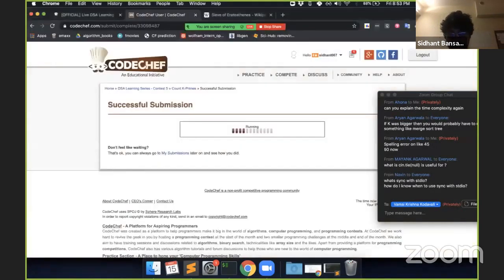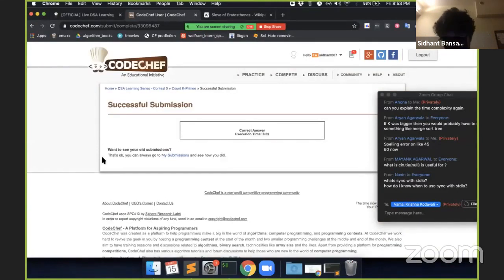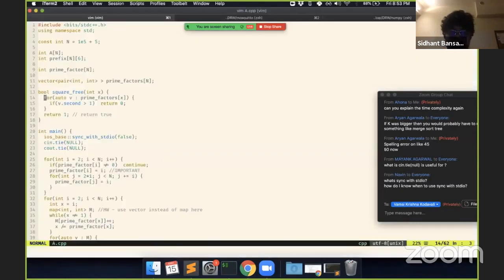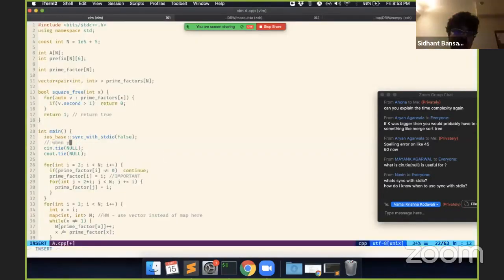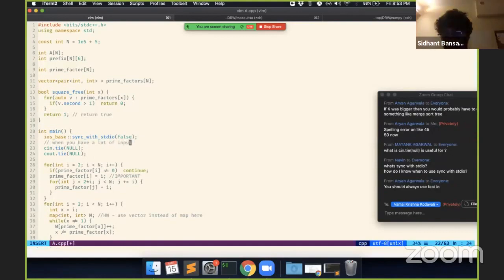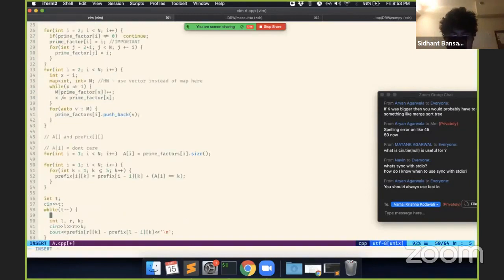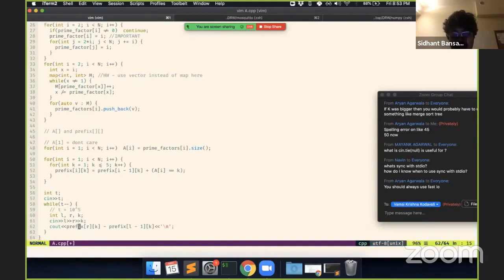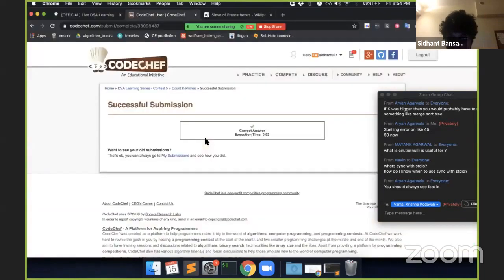Our implementation came out pretty quickly because we already had this prime factors method ready with ourselves. Naveen, whenever you want fast IO, which basically means fast input and fast output, that's when you use this thing. Basically when you have a lot of input. And here you have a lot of input because T is almost 10 to the power 5, so you're taking in a lot of lines and also printing a lot of lines. That's why we used \n instead of endl. Good, so we got AC.